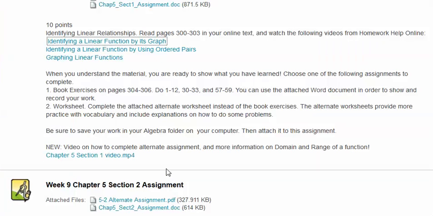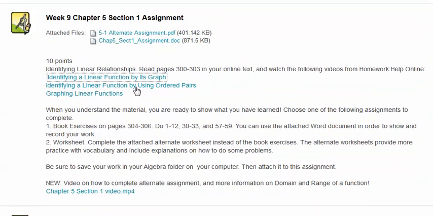Okay, so we're not going to watch the whole video right now, but you can watch each of those videos. They're each only about 5 minutes long, as well as looking over the book pages 300 to 303 in your online text. And if you can't remember how to get to your online text, go to the Getting Started folder. It'll remind you. All right, so now I'm going to open up the alternate assignment.